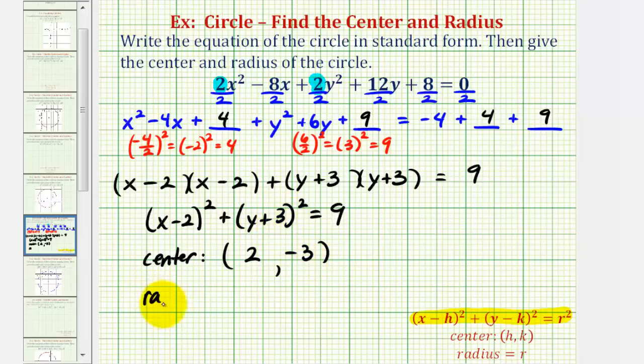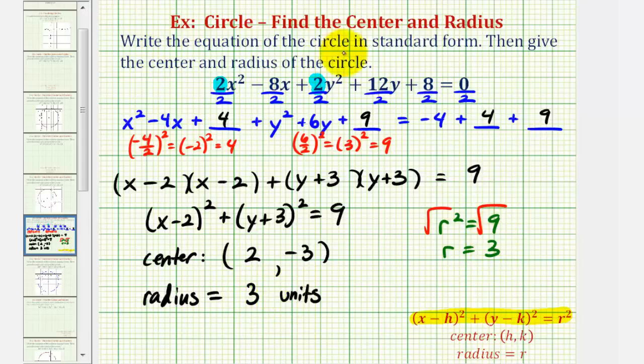And for the radius, r squared is equal to 9. And this is a length, so we're only concerned about the positive value of r. So if we take the square root of both sides of the equation, or the principal square root, we can see r, the radius, is equal to 3 units. Now we have all the information the question asks for, but let's go ahead and graph this on the coordinate plane.